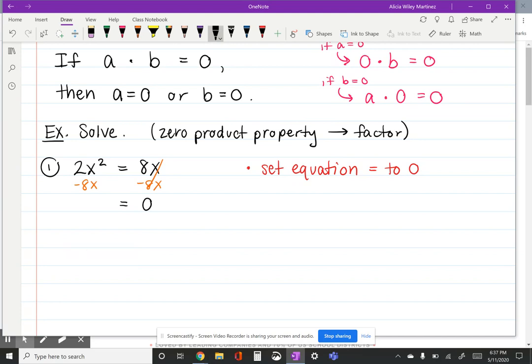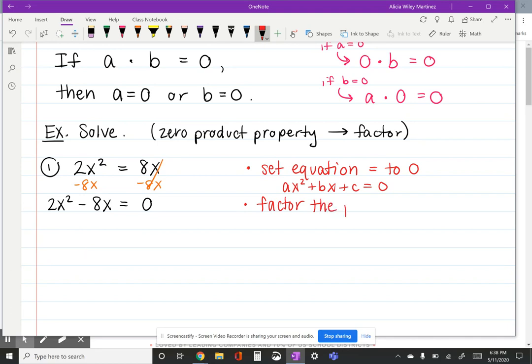On the other side, you're going to want to write your terms in decreasing order by the exponent. So make sure it is in standard form, setting it equal to 0 so that it's in the form of ax squared plus bx plus c equals 0. After you have set it equal to 0, your next step is going to be to factor the polynomial.